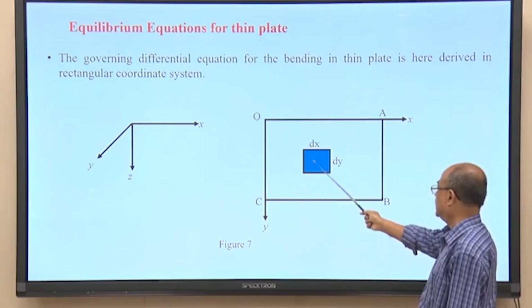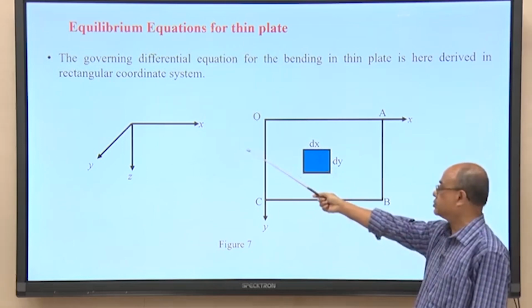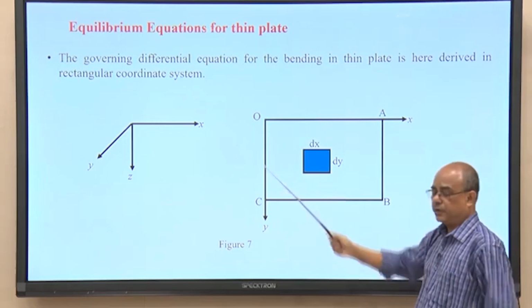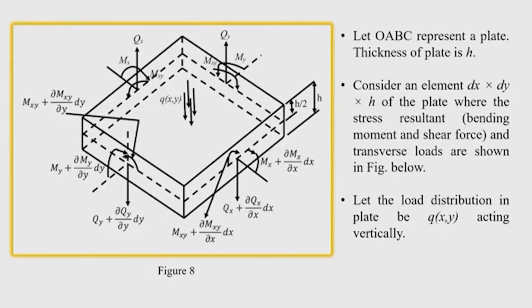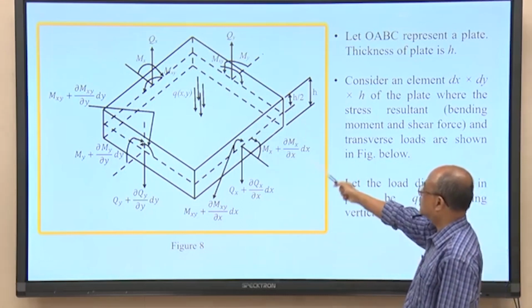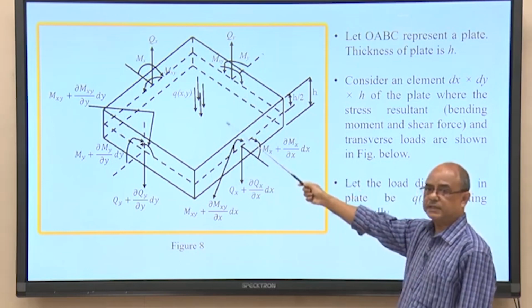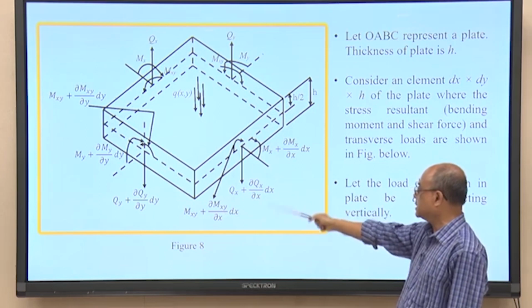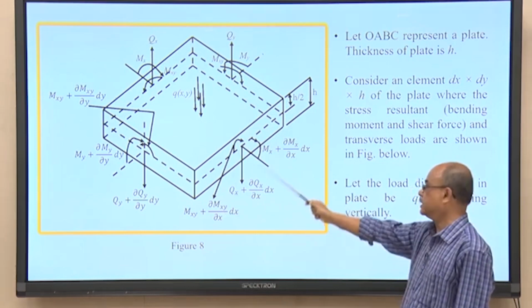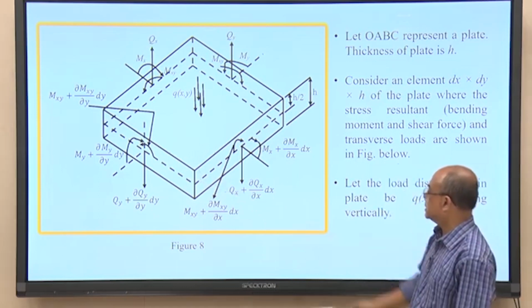dy, as shown here, and the direction of the axes x, y, z is shown in the adjacent figure. We draw the element on a magnified scale and show all the forces, like a free body diagram. The side of the element parallel to the x axis is dx and parallel to the y axis is dy, and the thickness of the plate is h. The dotted line denotes the middle surface.